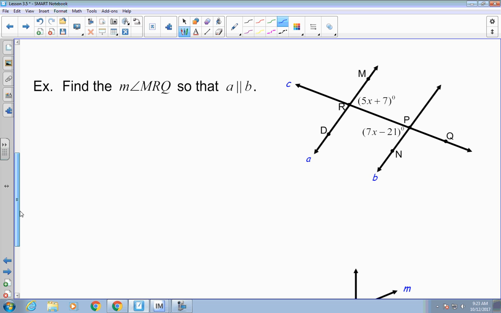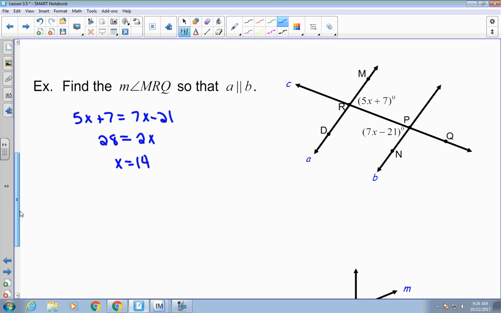Find the measure of angle MRQ so that A is parallel to B. So we want A and B to be parallel, right? So what's going to have to be true about these angles in order for that to happen? They have to be congruent. What kind of angles are these? They're alternate interior. So my alternate interior angles have to be congruent for these lines to be parallel. So I can set these two equal to each other. 5x plus 7 equals 7x minus 21. And so that ends up being what? 2x equals 28. Divide both sides by 2. And x is going to be 14.